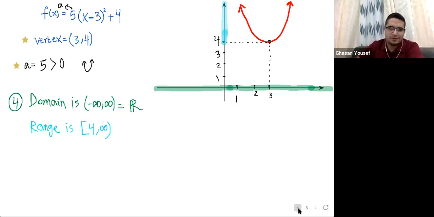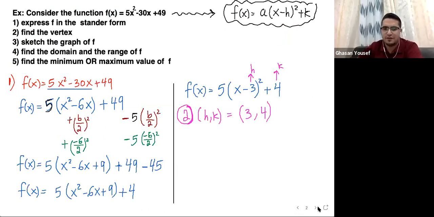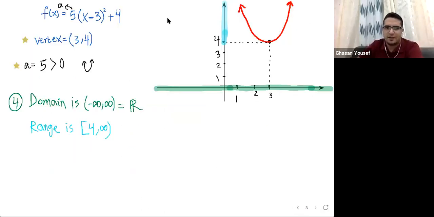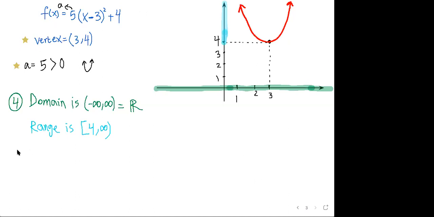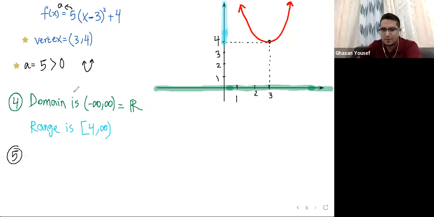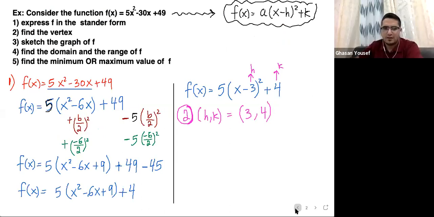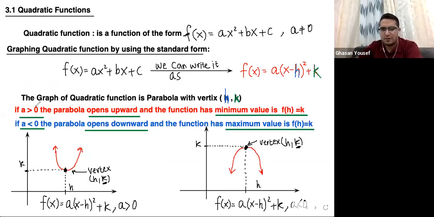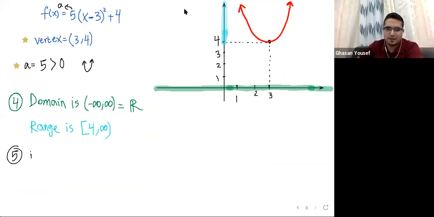Now, number 5. Find the minimum or maximum value of f. It depends on the value of a. This function has a minimum value or maximum value? It has a minimum value. Why? Because a is positive. If a is positive, the parabola opens upward, and at the same time has a minimum value, which is f of h equal k. So a is positive, so the function has a minimum value.